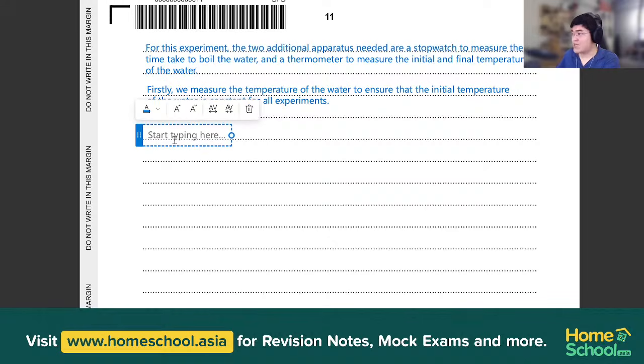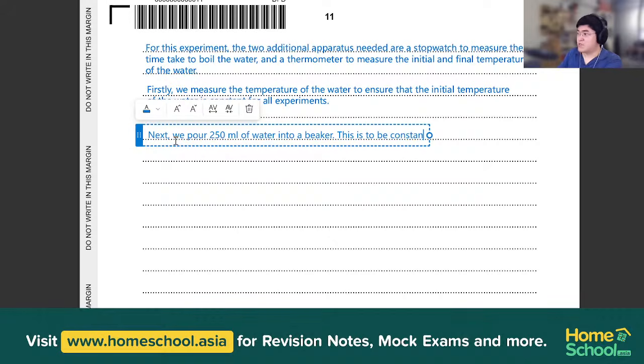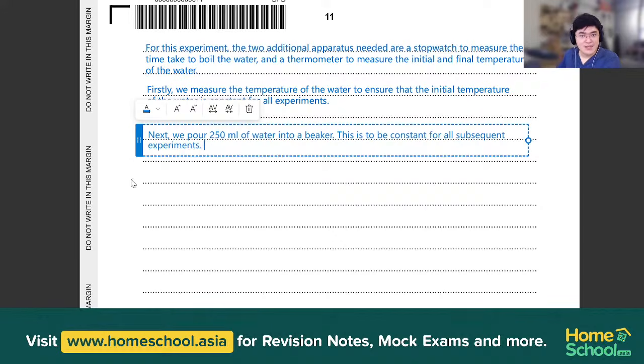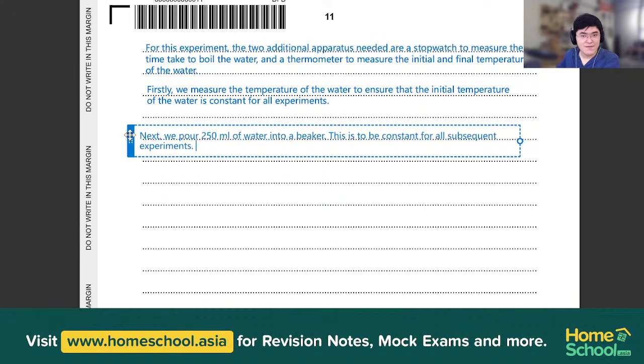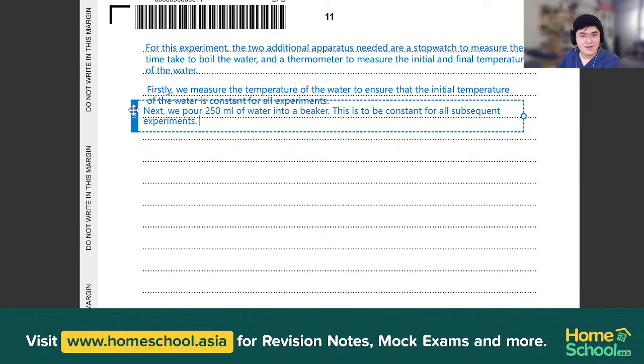Now let's move on to the next thing. Next, we pour 250 ml of water into a beaker. This is to be constant for all subsequent experiments. This is our next line. We need to make sure the amount of water is constant for all experiments.